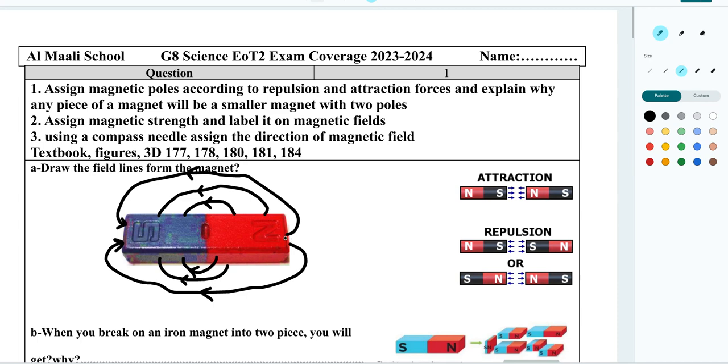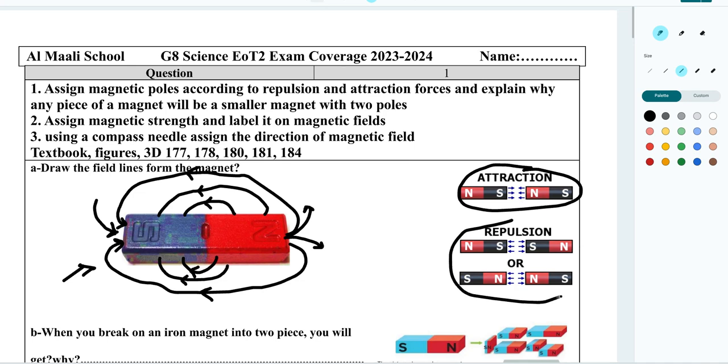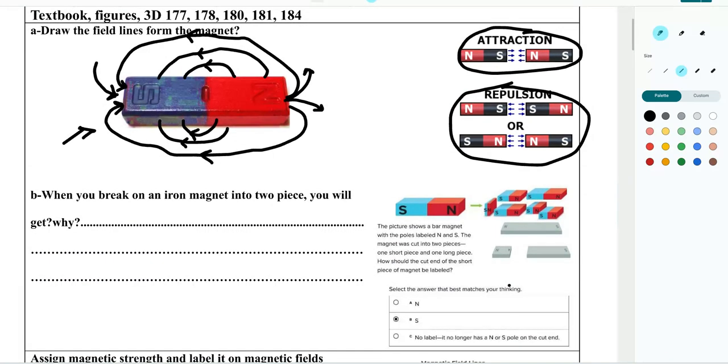We could draw a couple of field lines coming out this way, and going in. That was an accident to be so far out from here and here. Okay. Remember that north is always attracted to south. And then we have repulsion forces. So repulsion forces, or repel, means to push away when we have south to south or north to north.